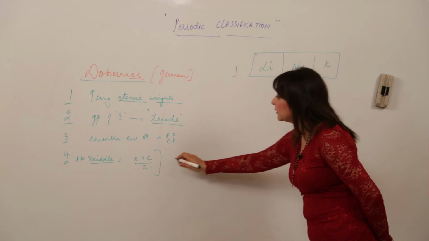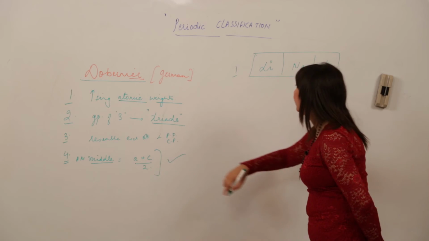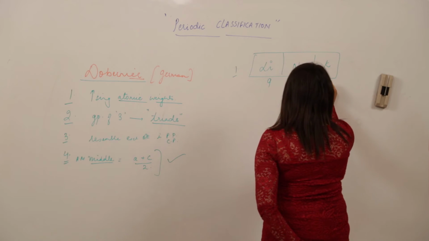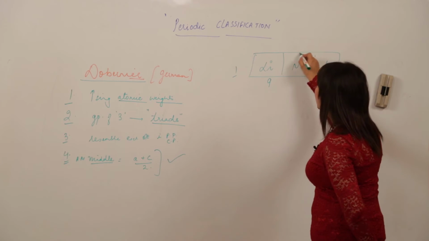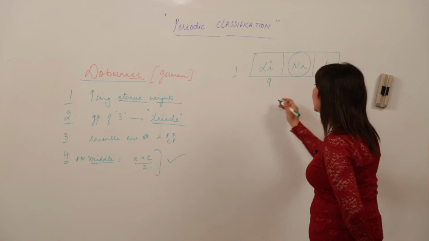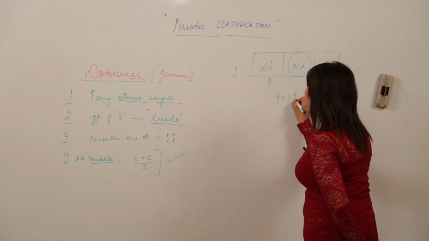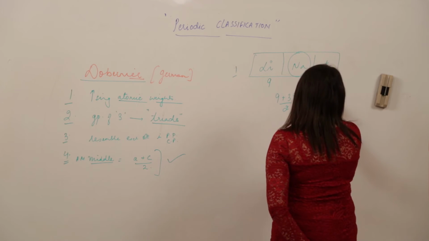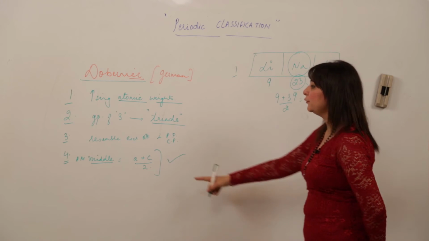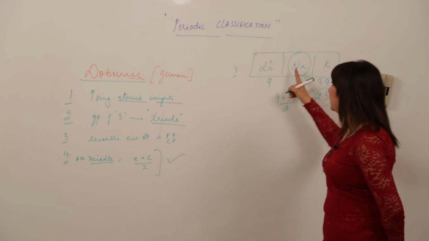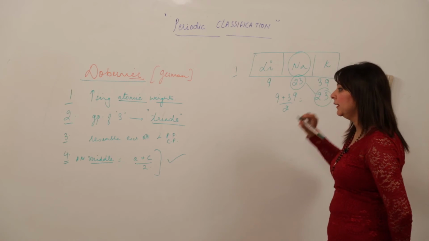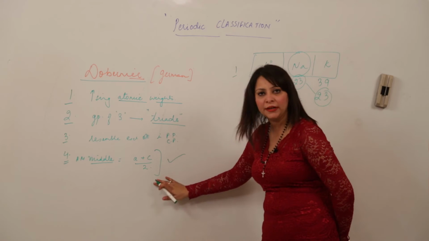First I am taking this fourth one. See, the atomic mass of lithium is 9 and of potassium it is 39. The atomic mass of the middle element was the arithmetic mean of the first and the third. So 9 plus 39 by 2 comes out to be 23. This was the atomic mass of sodium. I think it is clear now. This justifies the fourth criterion.